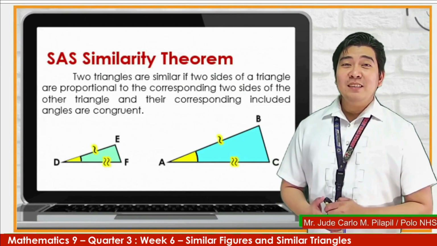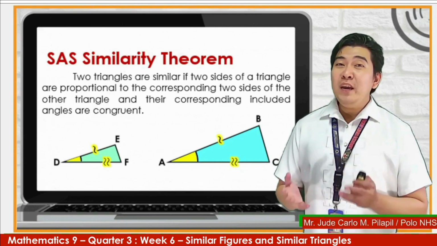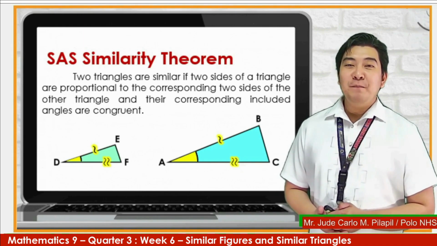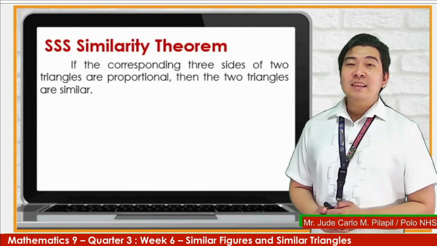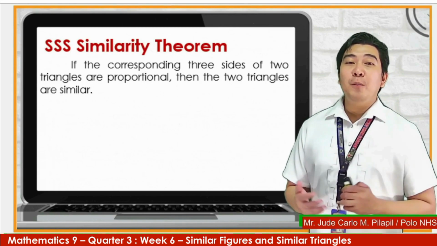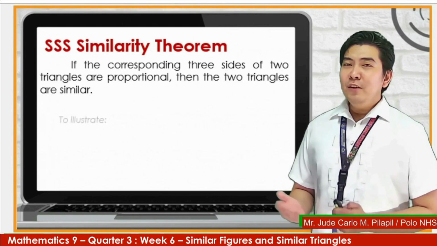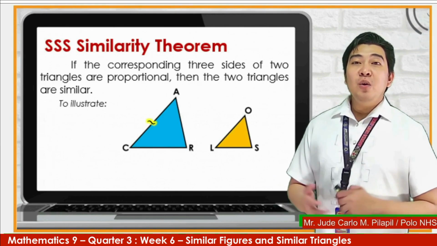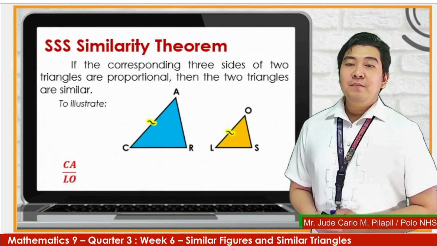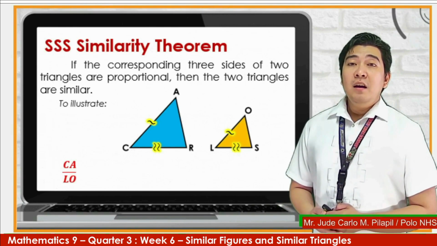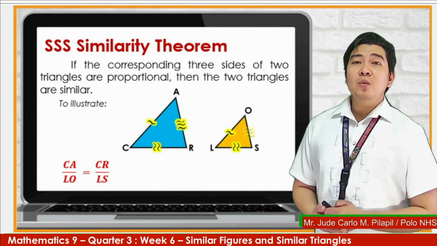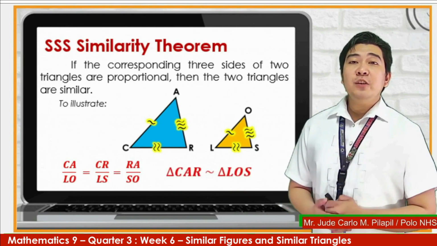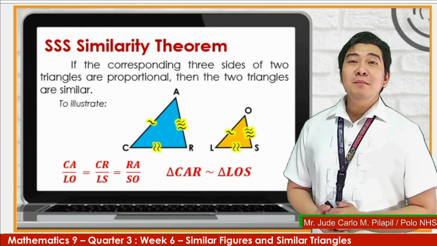We already proved the SAS Similarity Theorem. The last theorem for you to explore the way of proving is the SSS Similarity Theorem. You may use the learning module as a guide in proving this theorem. So the SSS Similarity Theorem states that if the corresponding three sides of two triangles are proportional, then the two triangles are similar. So let us illustrate. Suppose that we have triangle CAR and triangle LOS. If the ratio of the sides CA and LO is equal to the ratio of the sides CR and LS, and also equal to the ratio of the sides RA over SO, we can say that triangle CAR is similar to triangle LOS. That is by the SSS Similarity Theorem.